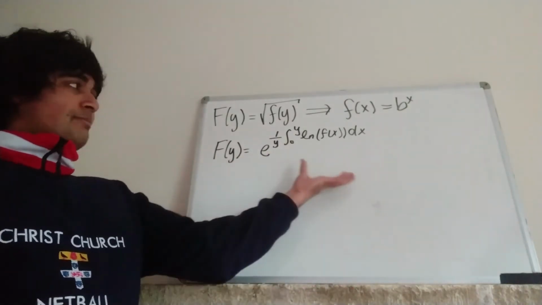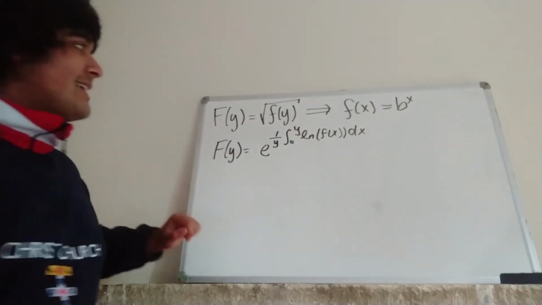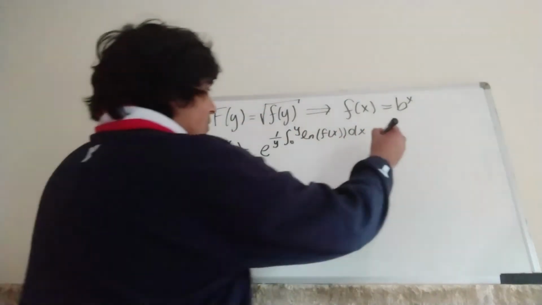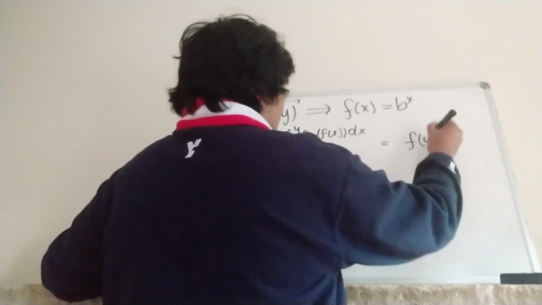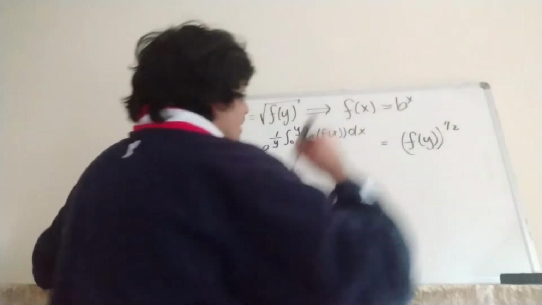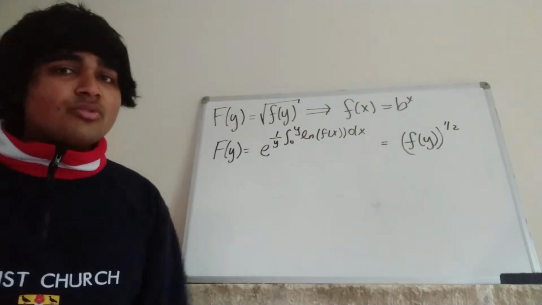So we have capital F of y, by definition, is this expression here, and in this case we're told that it's the square root of f of y, which we can also write as f of y to the half. Okay, the first thing we're going to do is take the natural logarithm of both sides.